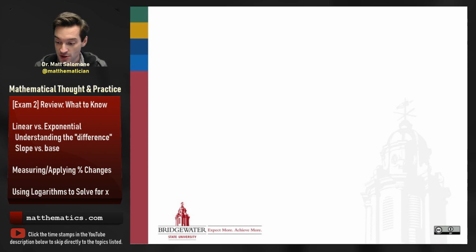I also want to make sure that we hit the high point of how to measure and then how to apply percentage changes to quantities.